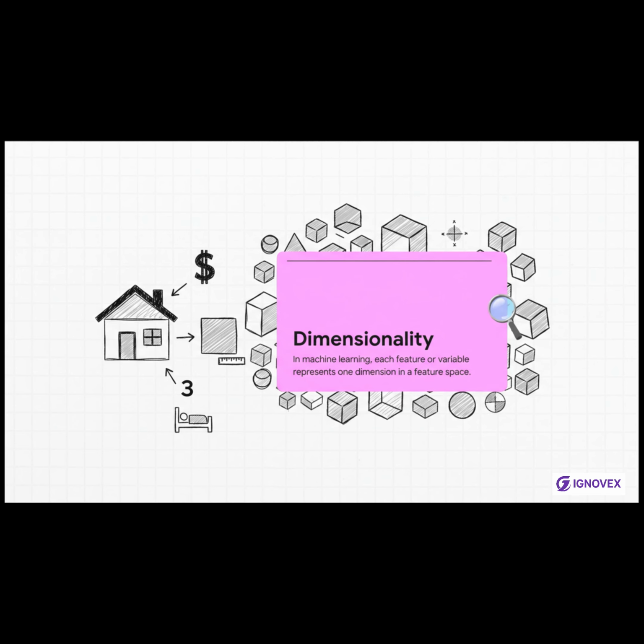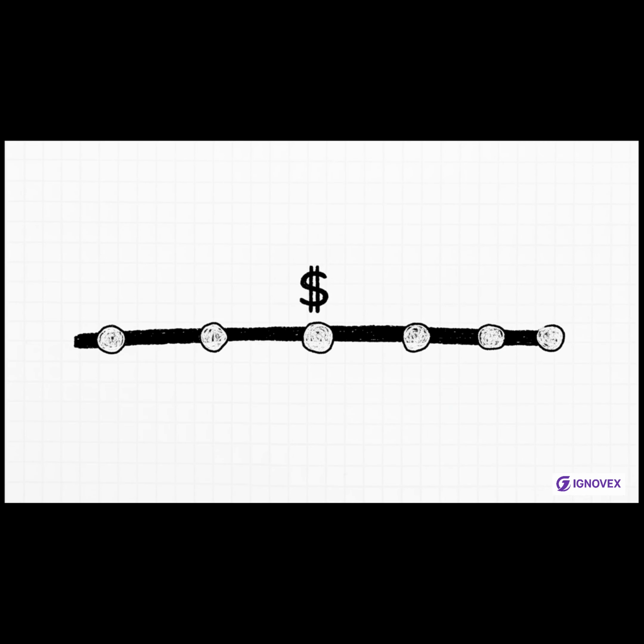Now, don't worry, we're not talking about sci-fi dimensions or parallel universes. It's actually way simpler than that. Think of it like this. You've got a data set of houses, right? Well, the price is one dimension. The square footage, that's another dimension. The number of bedrooms, yep, that's a third dimension. Every single feature is its own dimension. So let's start really simple. If we only look at the price of houses, all of our data points just fall on a single line. That's one dimension. Super easy to picture.